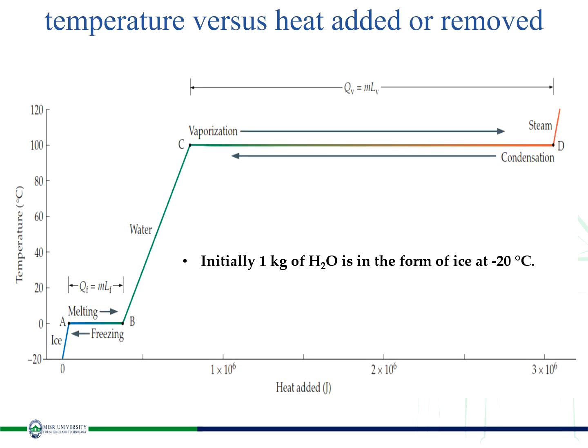Now, consider this graph. It is a fantastic visual representation of what happens when we add or remove heat from a substance, specifically water, and how its temperature responds. It's titled Temperature versus Heat Added or Removed, and it really tells a story of transformation. Let's start with the scenario given here. Initially 1 kilogram of H2O is in the form of ice at -20 degrees Celsius. So, we begin our journey down here, at a chilly -20 degrees Celsius, with our kilogram of ice.